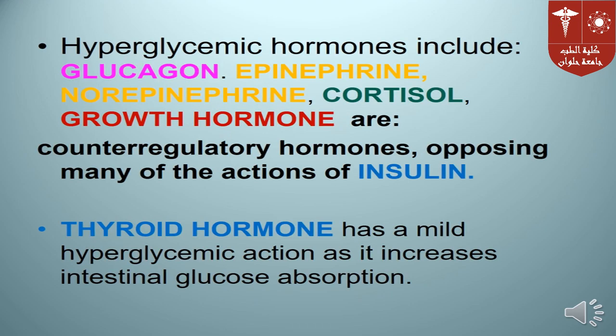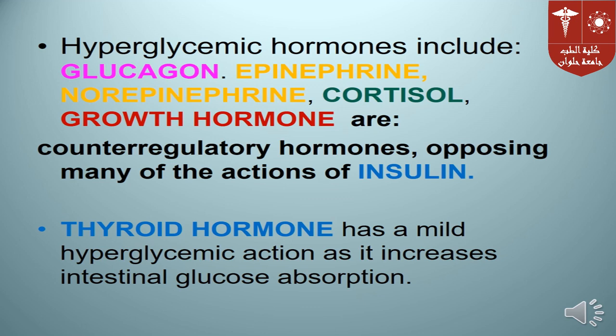أول هايبرجلايسيميك هرمون معانا هو طبعا توتالي هما الجلوكاجون والإبنفرين والنور إبنفرين والكورتيزون والكورتيزول اللي هو الكورتيزول الأكتيف فورم أوف كورتيزون والجروث هرمون. أوكي، هما المين anti insulin hormones أو المين hyperglycemic: glucagon, epinephrine, norepinephrine, cortisol and growth hormone.